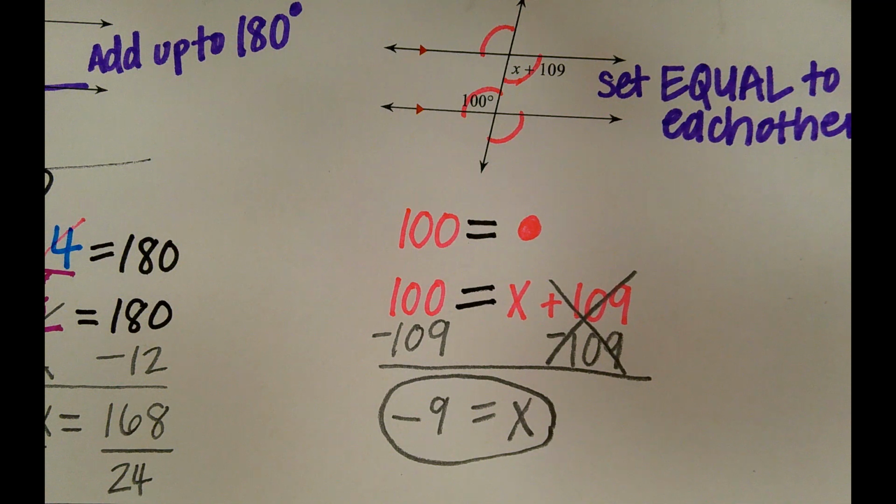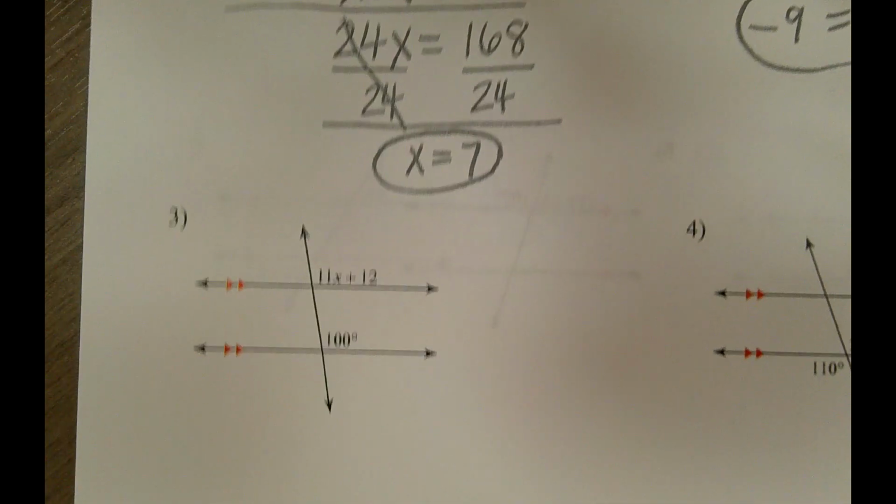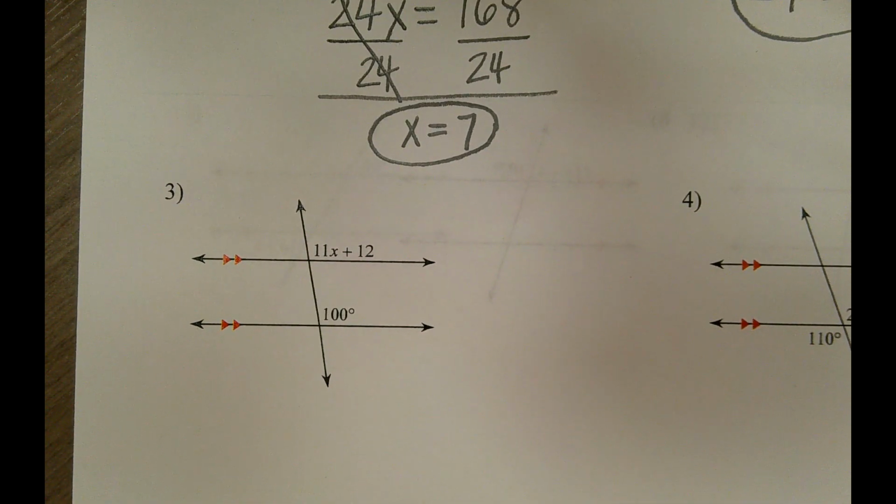Okay, how about, can we go to number 3? I'm going to go ahead and shift it. Stop me if you need more time. Number 3. At first glance, do you think these angles are equal to each other, or do you think they add up to 180? What do we think? Or are we not sure? Should we do our color coding?